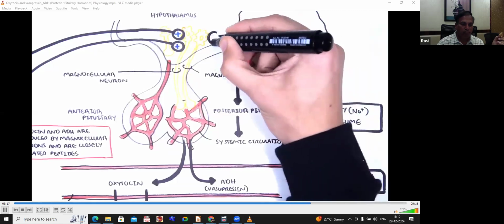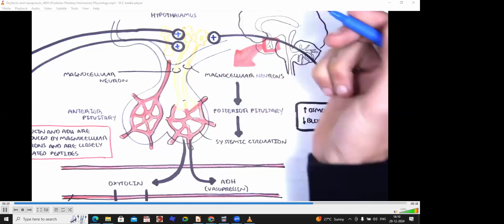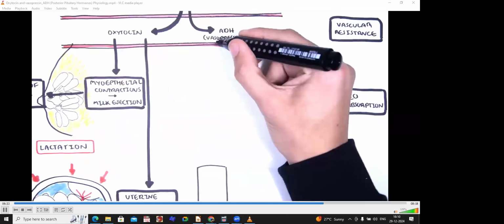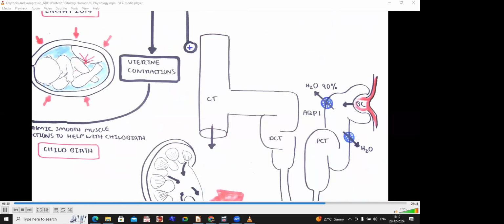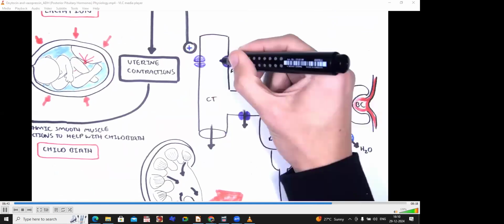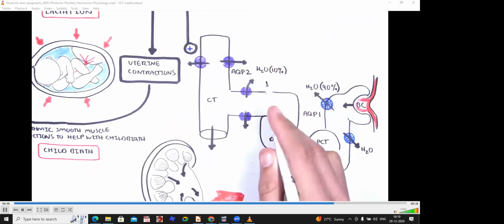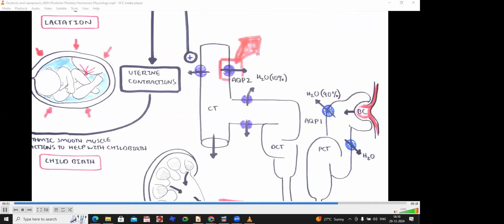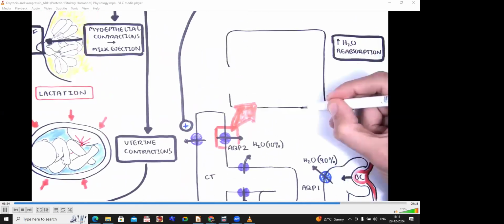When there is an increase in plasma osmolarity or a decrease in blood volume of 10%, this will stimulate the hypothalamus to secrete antidiuretic hormone. Antidiuretic hormone, ADH, will travel in blood and will target the principal cells of the nephron, increasing the expression of aquaporin type 2 channels in the collecting duct and the distal convoluted tubules here. And this will account for roughly 10% of the water reabsorption. Let's take a closer look at the principal cells and see how ADH asserts its mechanism.